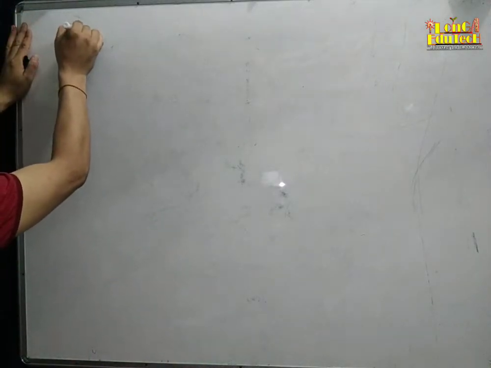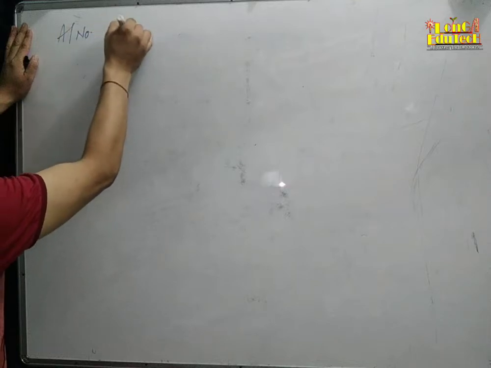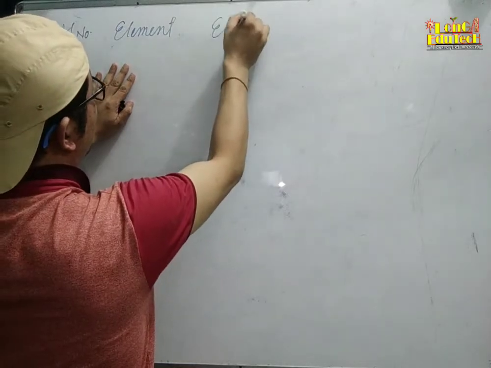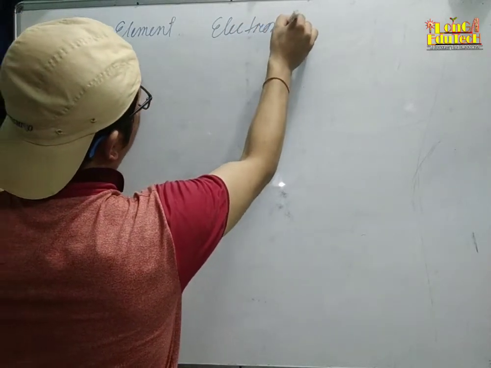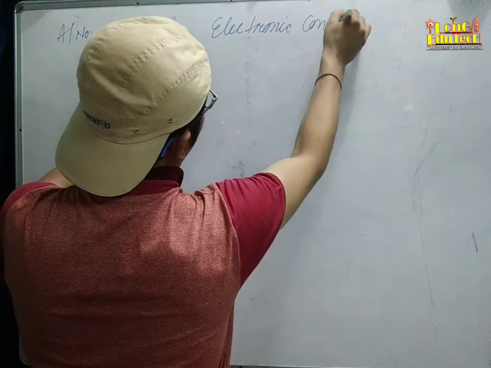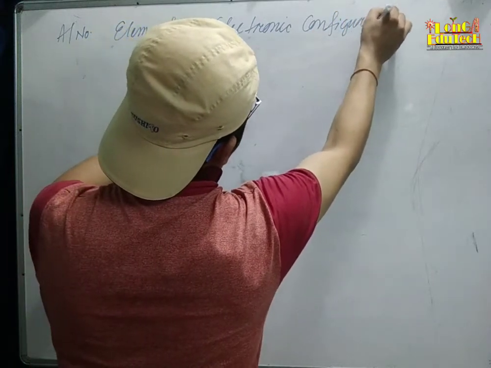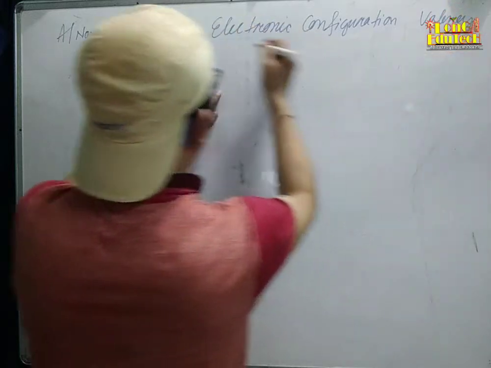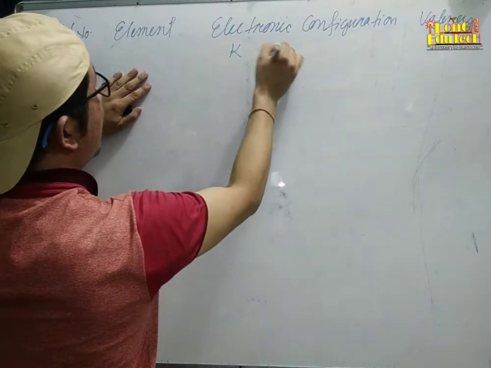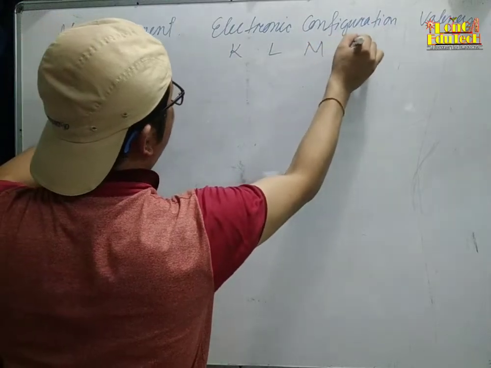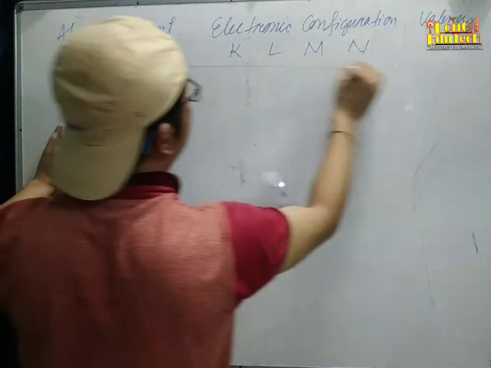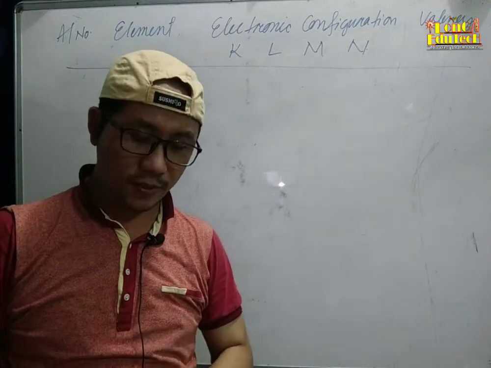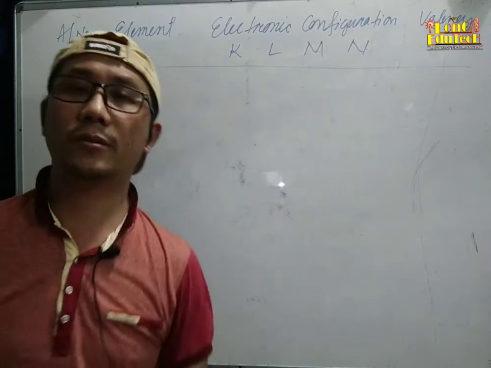Here, this is the atomic number. This is the element. Here comes the electronic configuration, and here will come the valency. And here we have to know that the electronic configuration will have K, L, M, and N. So here only we are going to do the configuration. That means the distribution of the electrons will take place here.